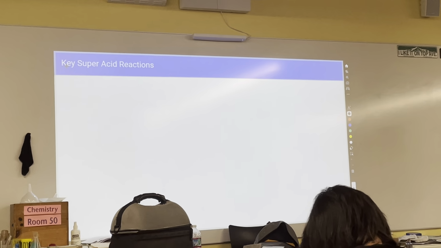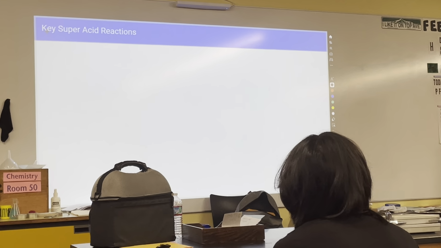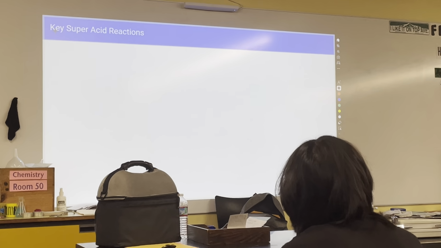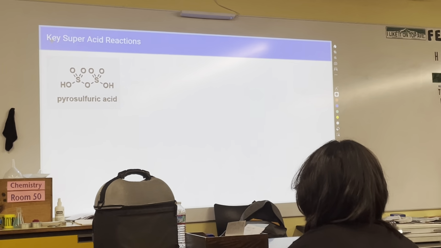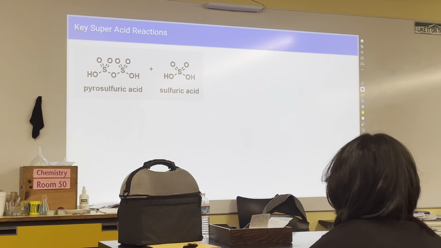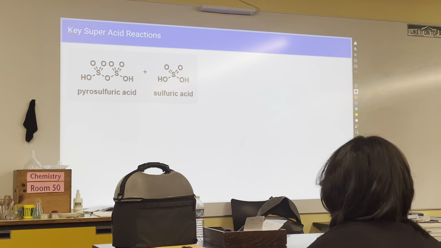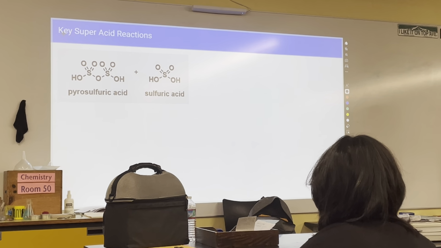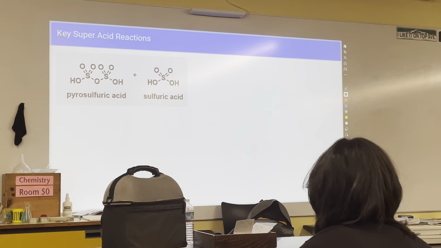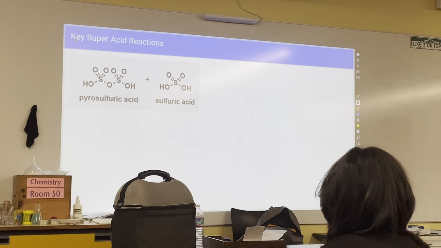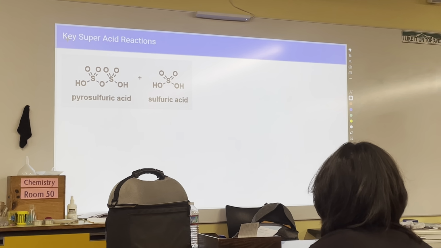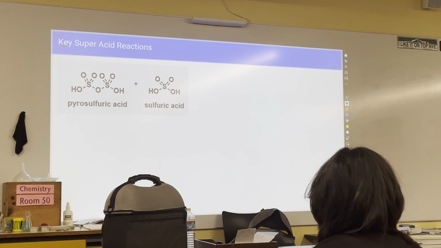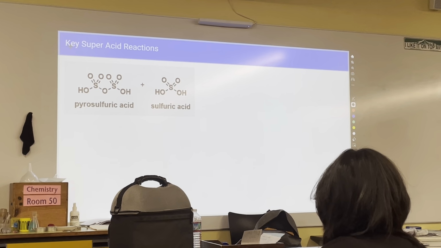Okay, so we have key superacid reactions. We're going to play a guessing game, I guess. So let's say we take a superacid, pyrosulfuric acid, and let's say we react it with some sulfuric acid. I'll just take hands now. What do you guys think will happen? Any random guess? The chain will get big. It'll make salt and then water.